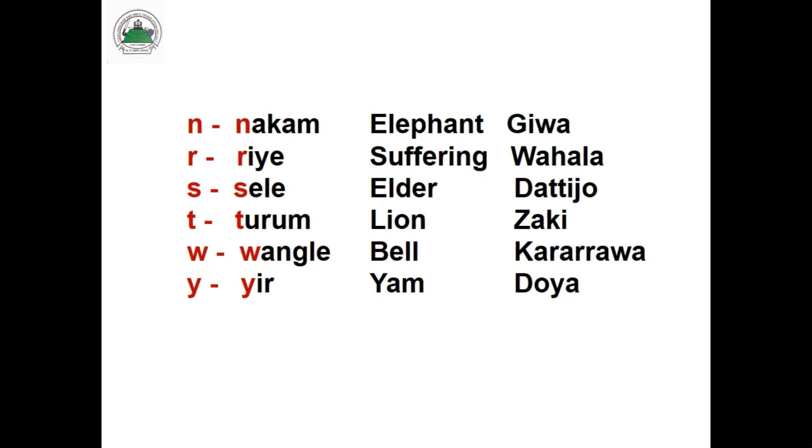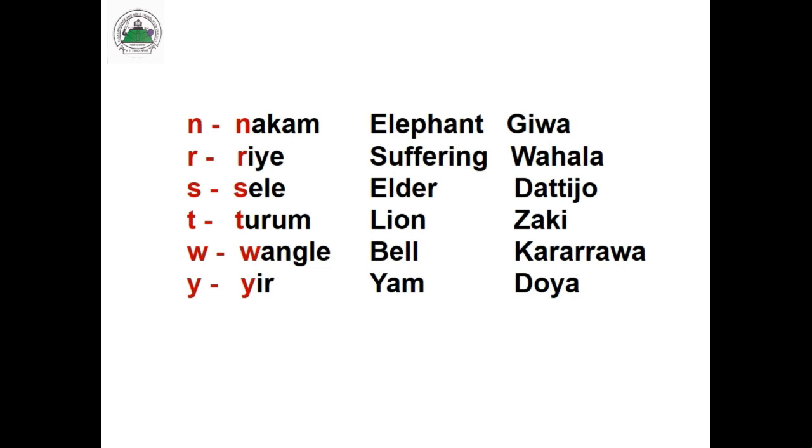Then the next one is s. It is pronounced s. So this one, you also bring the front teeth not really clocking together. As you raise the tongue up, the air is forced out of the mouth. So the example we have there is sele. It is pronounced sele, which means elder in English, detijo in Hausa.